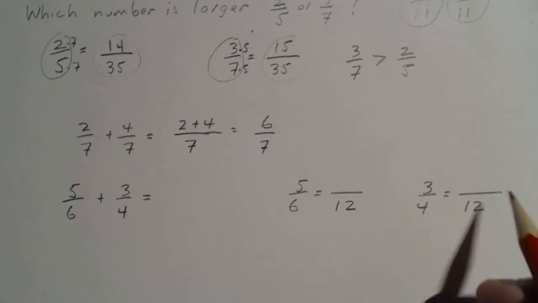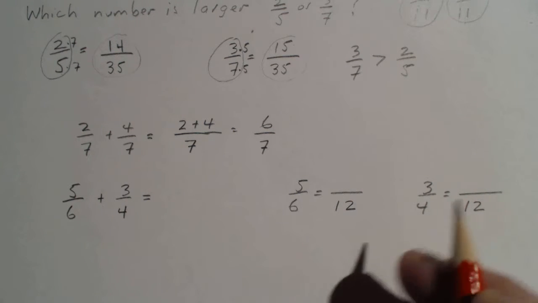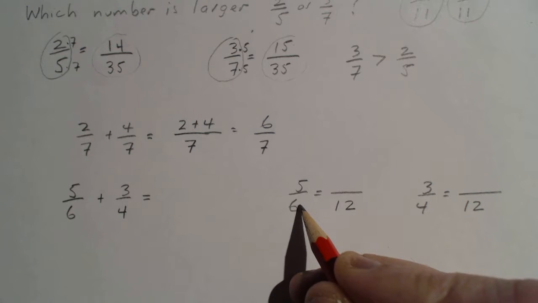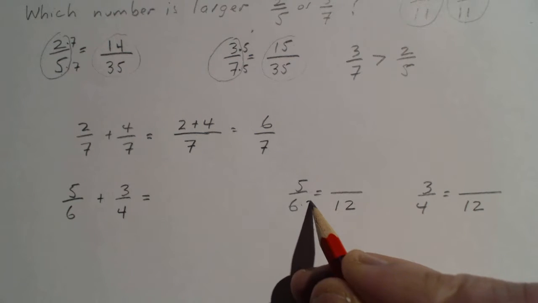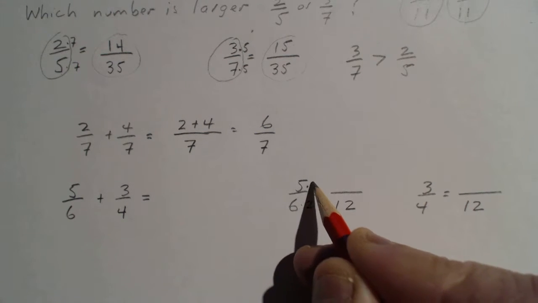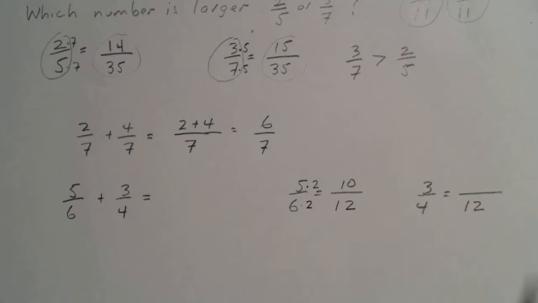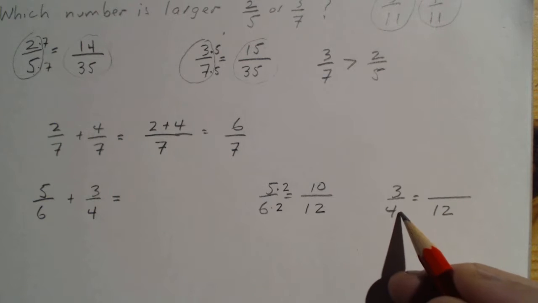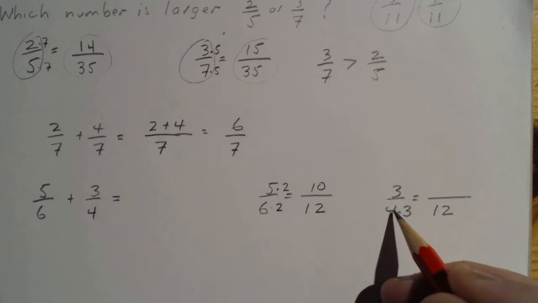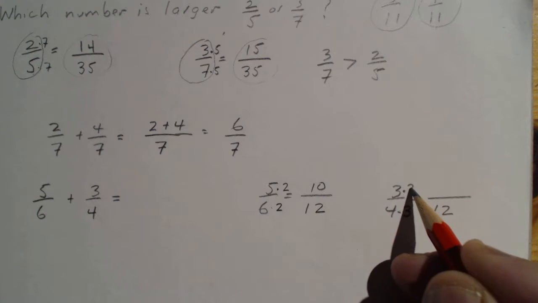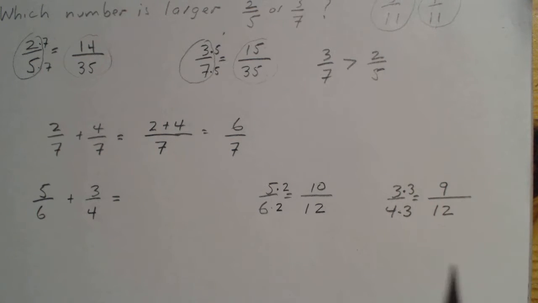Now to find the numerators in each case, we follow the same procedure as before. 6 times what number gives 12? It is 2. Therefore, I multiply the top number, 5 by 2. I get 5 times 2 is 10. 4 times what number gives 12? 4 times 3 gives 12. Therefore, 3 times 3 gives 9.